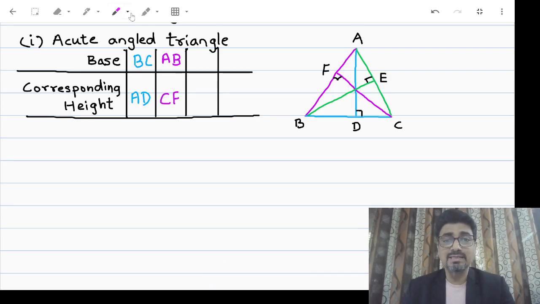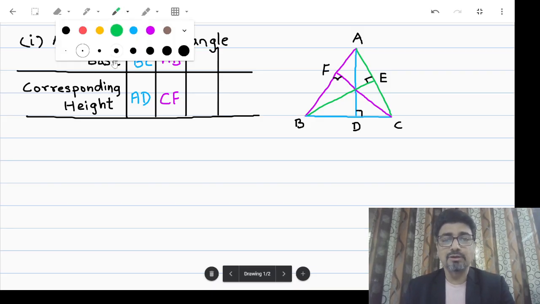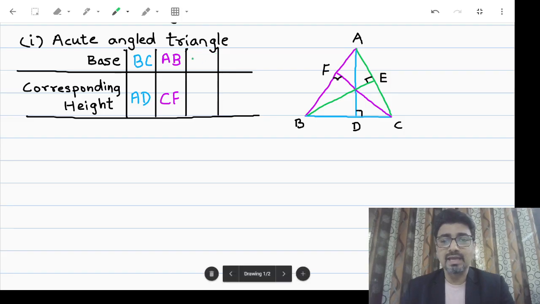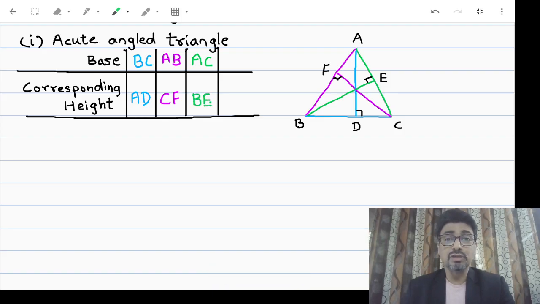What's the third remaining side? The third remaining side is AC. Its opposite vertex is B. Perpendicular from B to AC is BE. Therefore, if I consider AC as the base, the perpendicular BE will be the corresponding height. Let's make a note of that. So, for the base AC, the corresponding height is BE. Those are the corresponding bases and heights for the acute angle triangle.